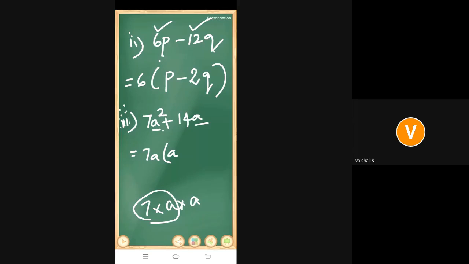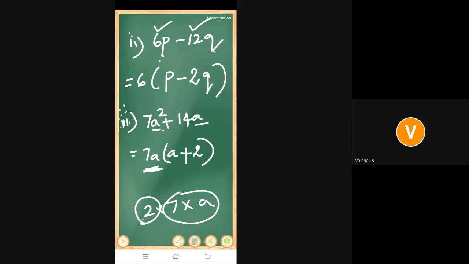So how many a will be lying inside? Only 1a will be lying inside. Plus 7th table, 14 how many times? 2 times. And a is already outside. So your answer is a plus 2. 7a into a plus 2. How did we write it? See, 14a can be split as 2 into 7 into a. In that 7a is lying outside, so only 2 will be lying inside. Understood? 7a into a plus 2.